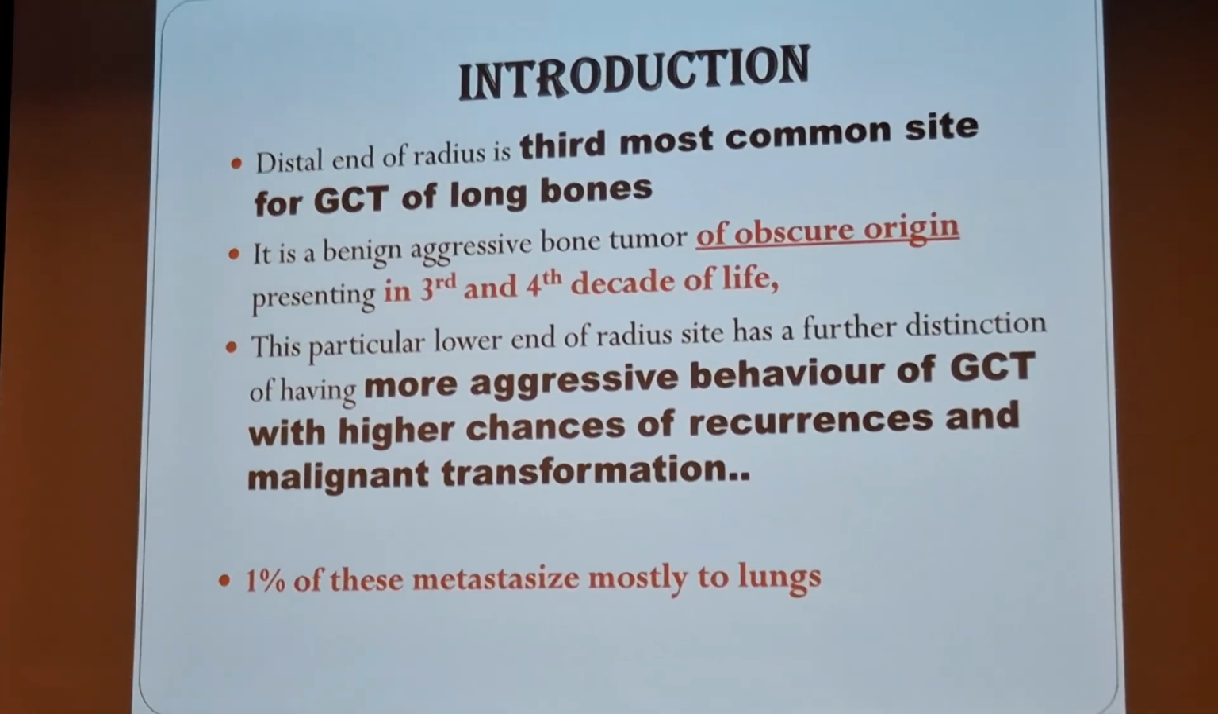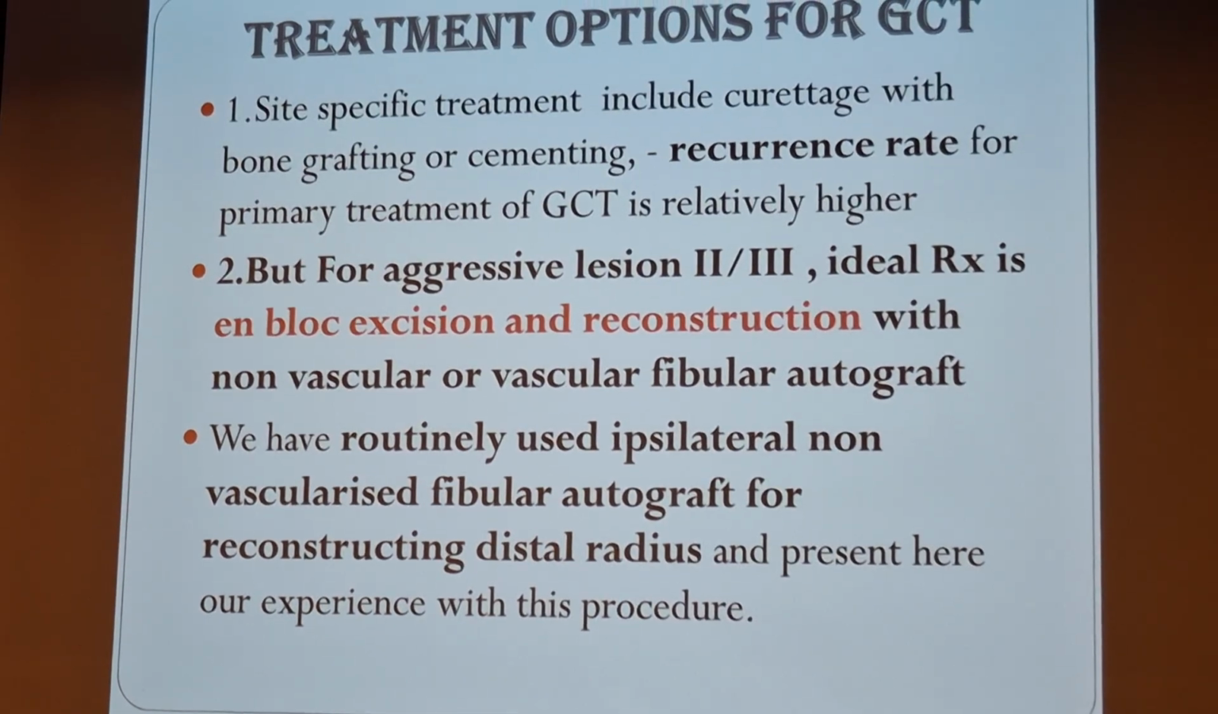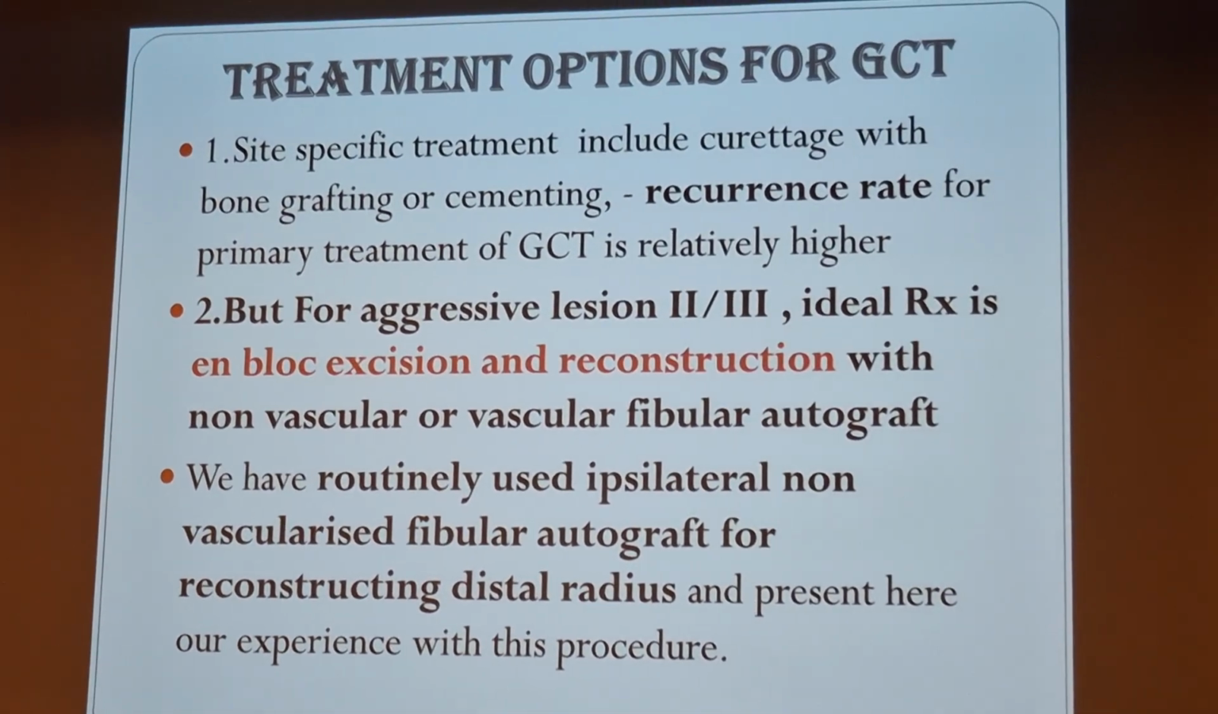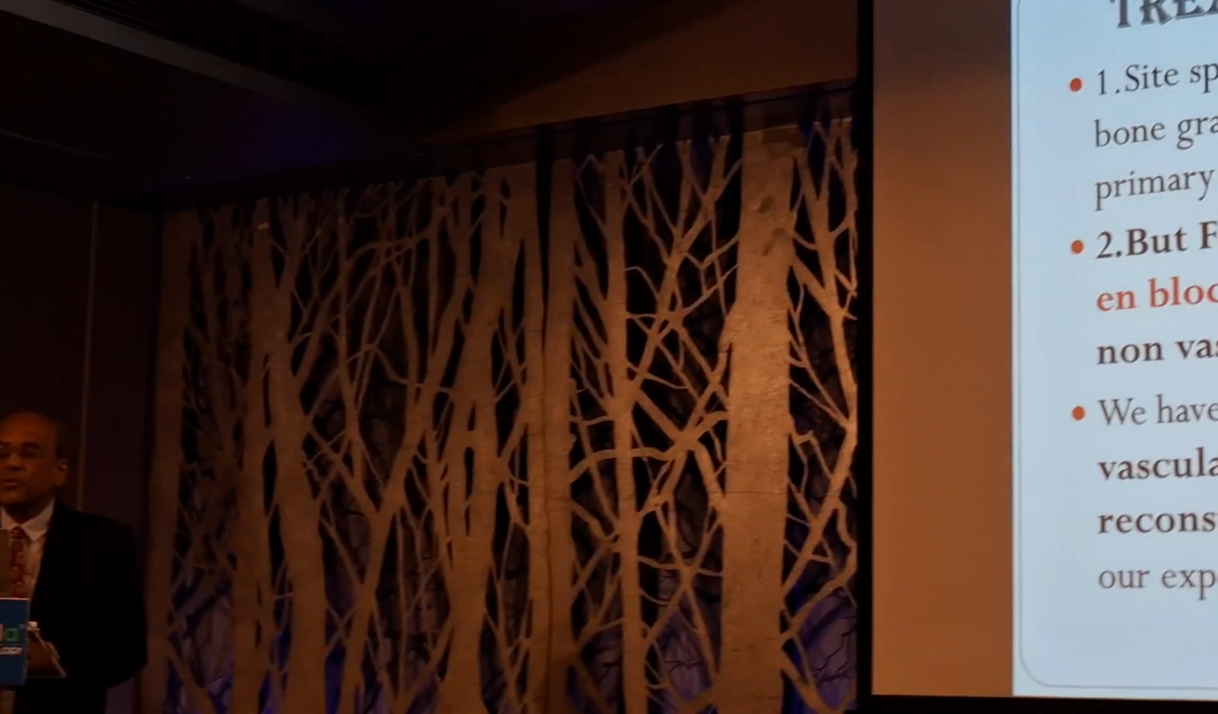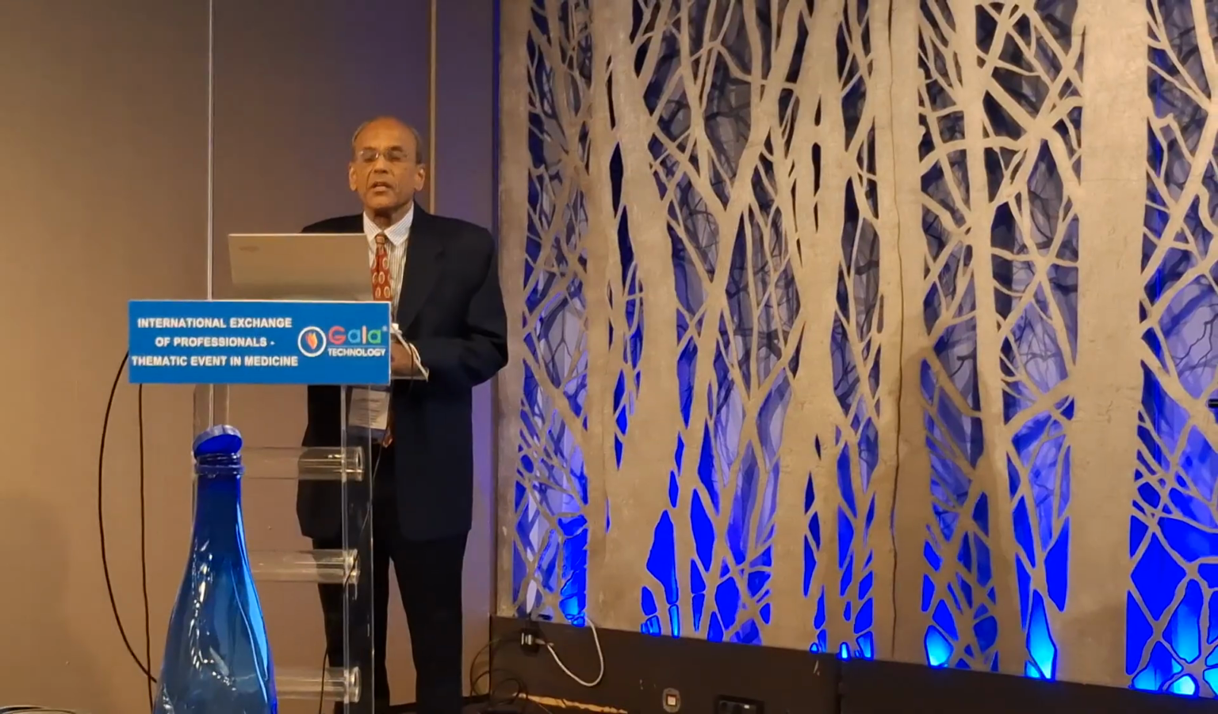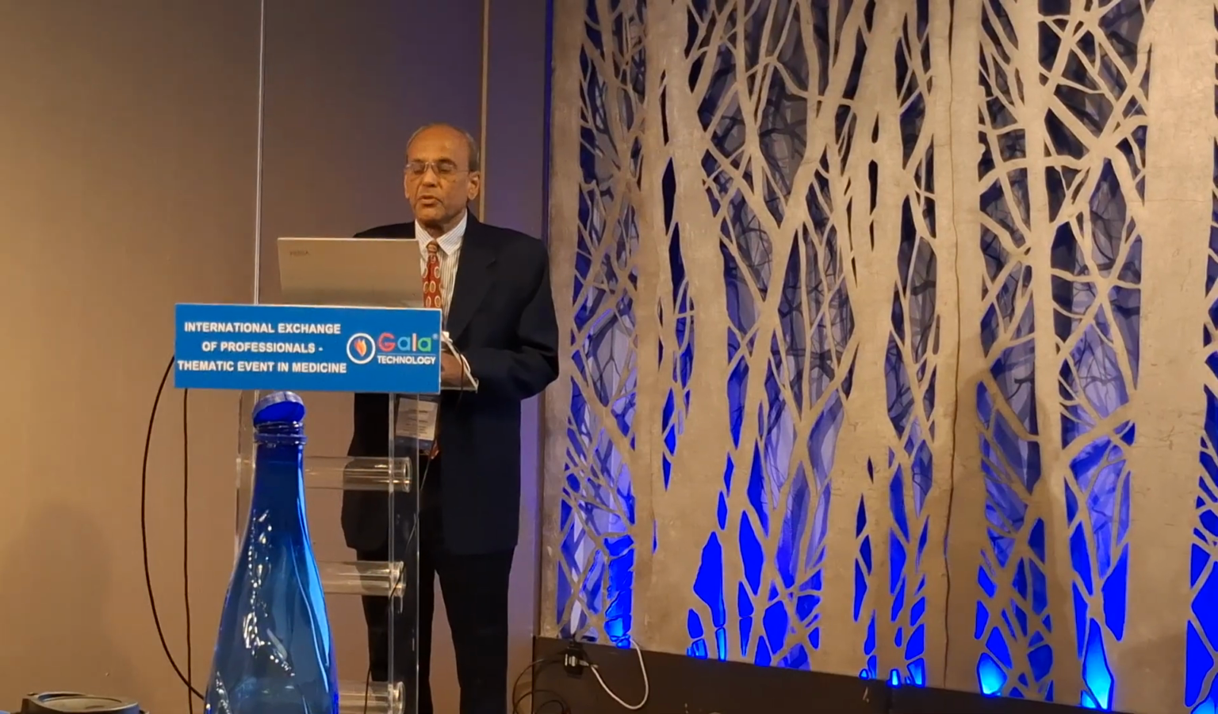1% of these metastasize, mostly to the lungs. A number of treatment options are available. The site-specific treatment includes curettage and bone grafting, where the recurrence rate for primary treatment of GCT is relatively high. In view of this, for aggressive lesions the ideal treatment is en bloc excision and reconstruction with non-vascularized or vascularized fibular graft. We have routinely used ipsilateral non-vascularized fibular autograft for reconstructing the distal radius and present here our experience with this procedure.